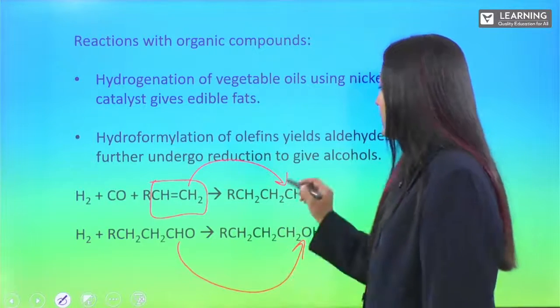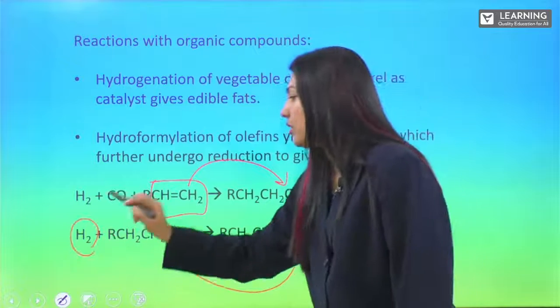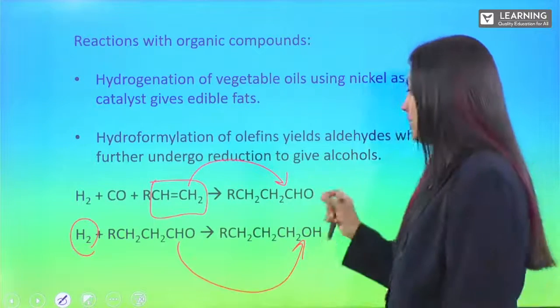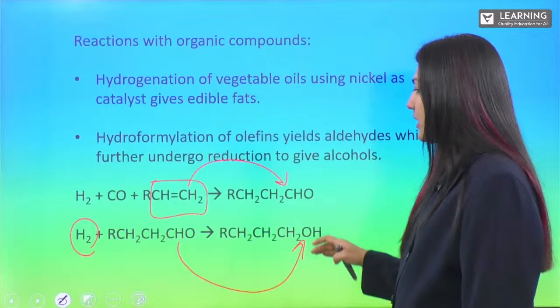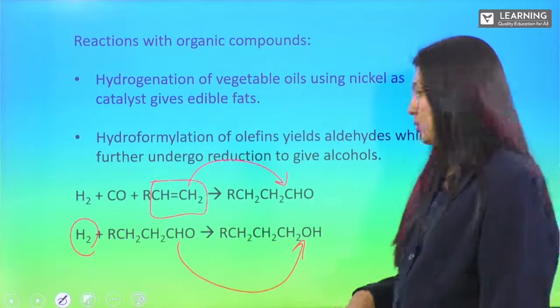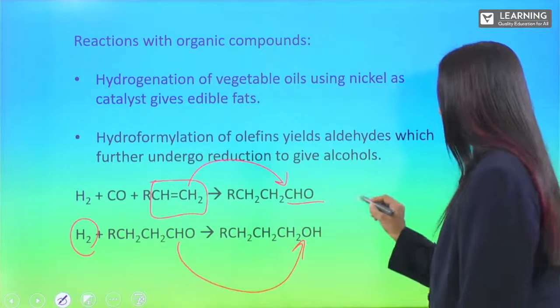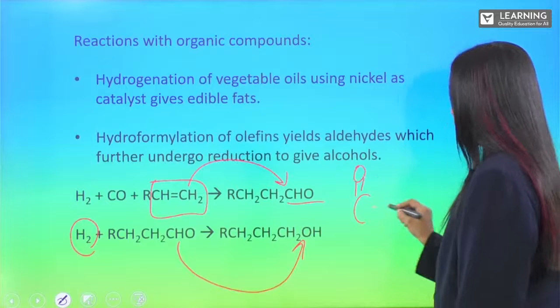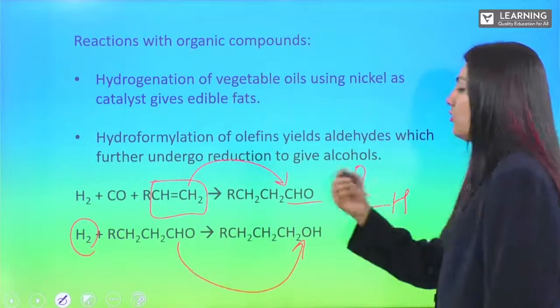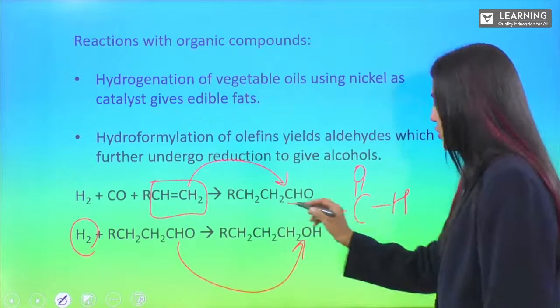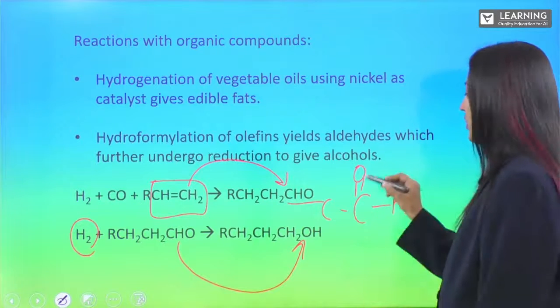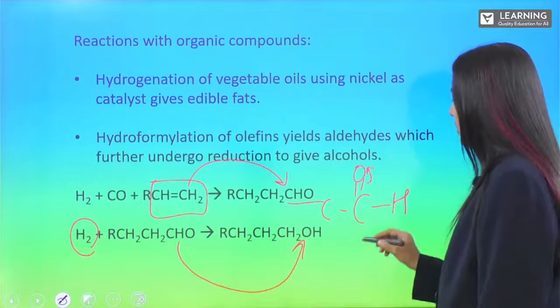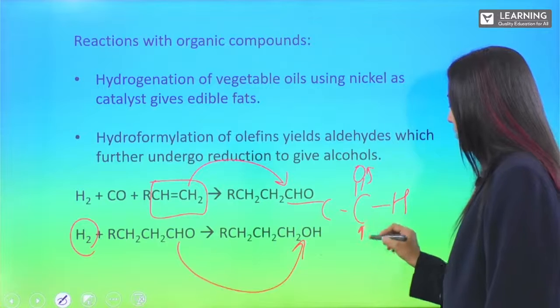What they are doing? They are just adding water, hydrogen molecules to the given aldehydes. Hence we get the reaction as such. How do you get this? C double bond H you will be having. On addition of hydrogen here, the CH2. On addition of hydrogen, what happens? The hydrogen will go here. So one more hydrogen will be added here.